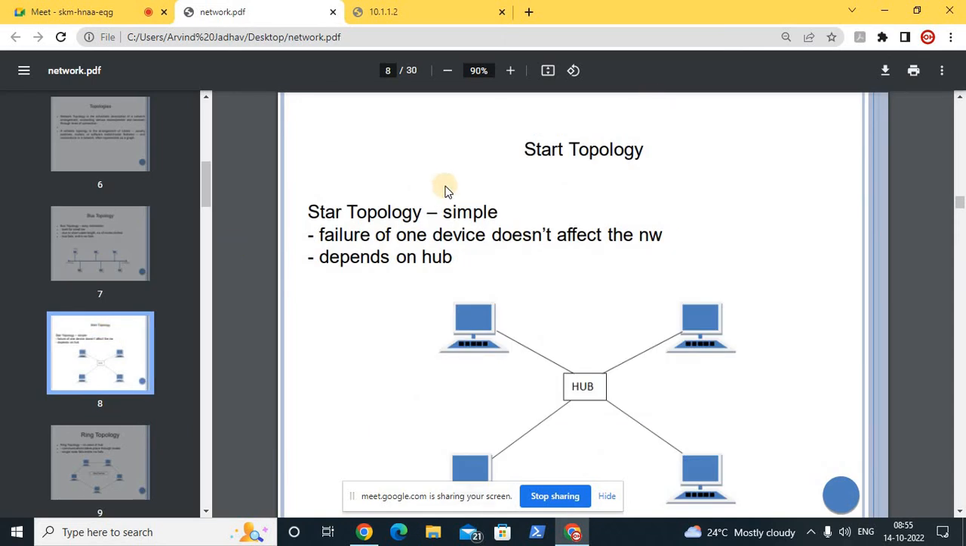See star topology. Star topology is quite simple as compared to the bus topology. Failure of one device does not affect the network. See, these devices are interconnected with each other.